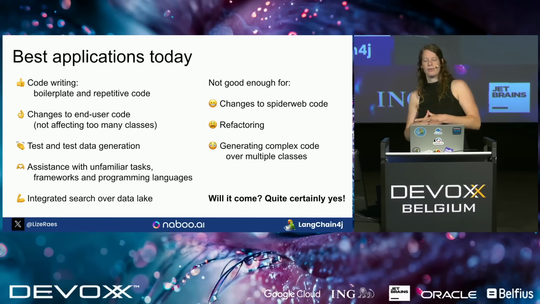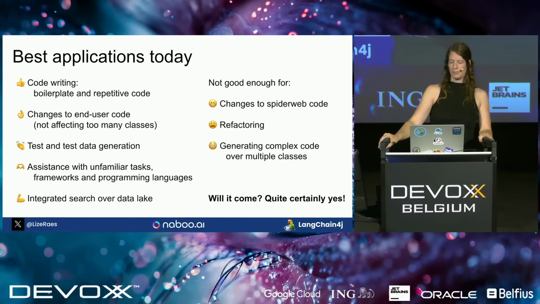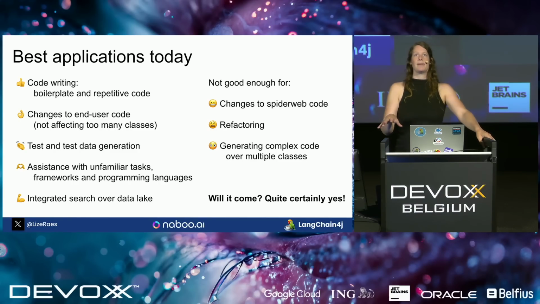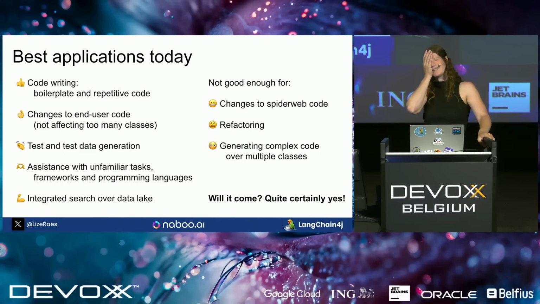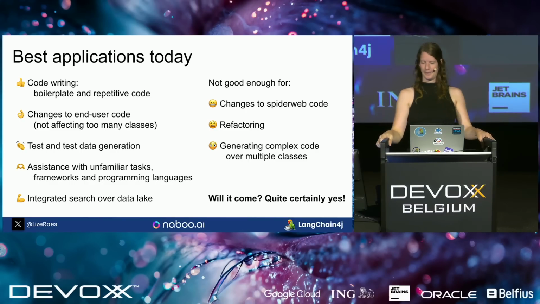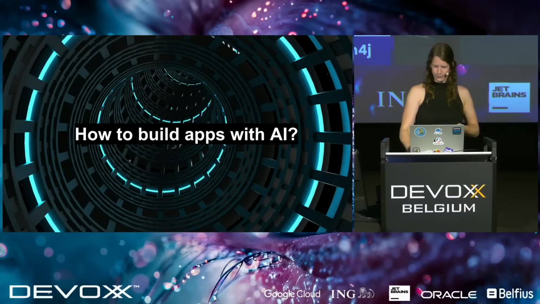It's not good enough for changes to spiderweb code, so whenever it goes to many different classes, it fails at the moment, except maybe Cursor. Yeah, refactoring, it's for the same reason. It's a complete mess. I read lately that they had an AI-powered refactoring application, and I was like, that's the worst idea ever, right? You're not sure it's going to do exactly the same. And then, yeah, generating complex code over multiple classes. Anything that's really complex. Today, not yet, but I am sure this will come.